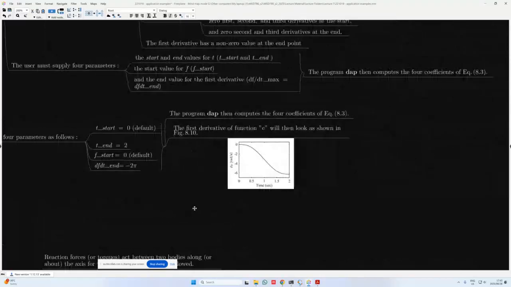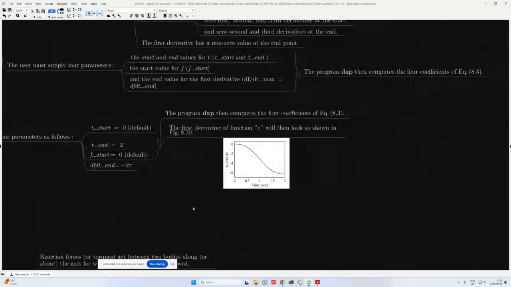The program DAP will then compute the 4 coefficients, and the first derivative of function c will then look as shown over here in figure 8.10. So we have phi dot 2, which is in radians per second, time, which is in seconds. So over 2 seconds, we can see that the angular velocity decreases from 0 to minus 2 pi radians per second. This minus 2 pi is simply this minus 6.28 radians per second that we had previously as well.